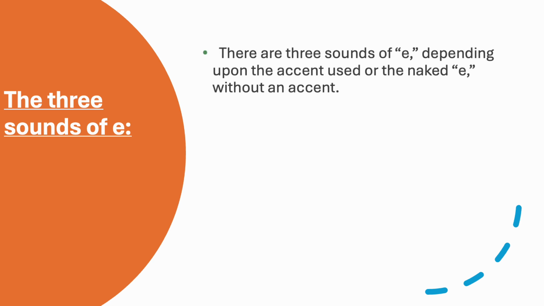The three sounds of E. There are three sounds of E depending upon the accent used or the naked E without an accent. E without an accent is E. With an accent aigu, A. And with an accent grave or a tréma, E.